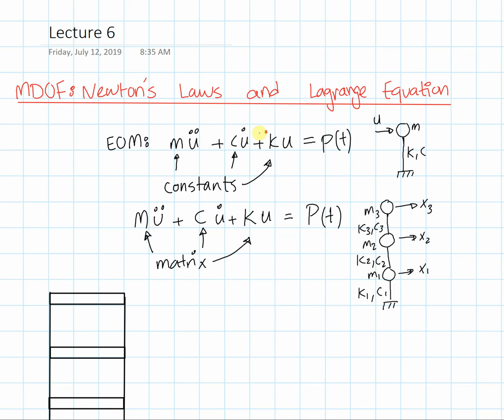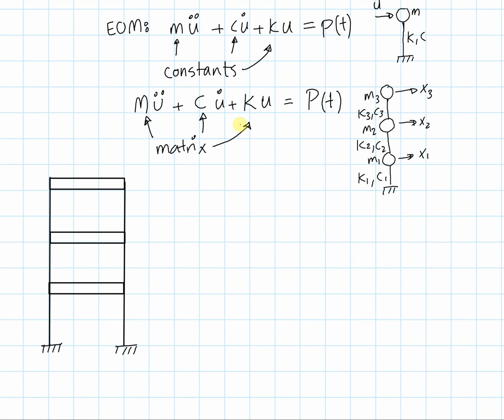Let's do an example now, and by doing this example I can introduce the concept of Newton's laws for multi-degree of freedom systems. To do that, I want to introduce this 3-story building. This 3-story building has mass parameters M1, M2, and M3. It has the degrees of freedom X1, X2, and X3. And it has these external forces that are being applied.